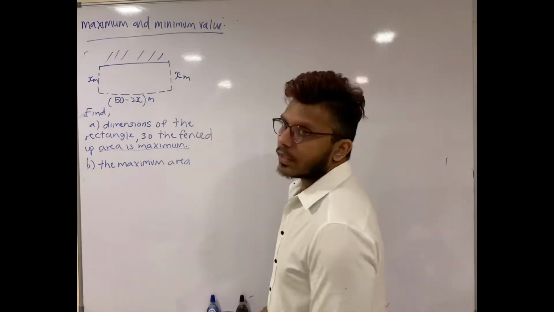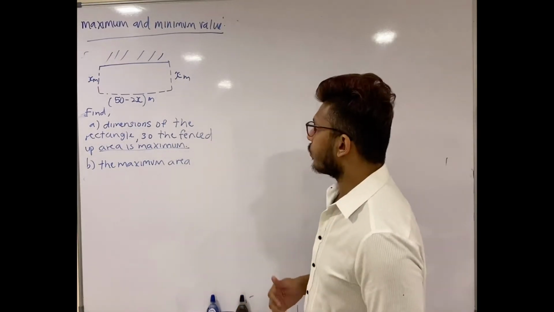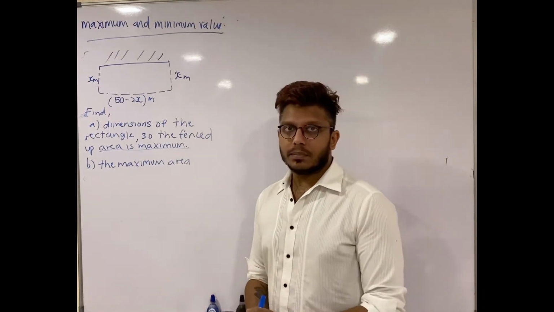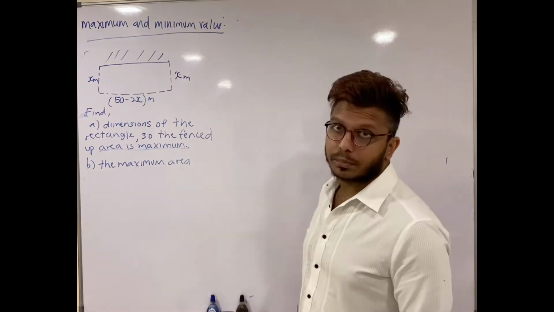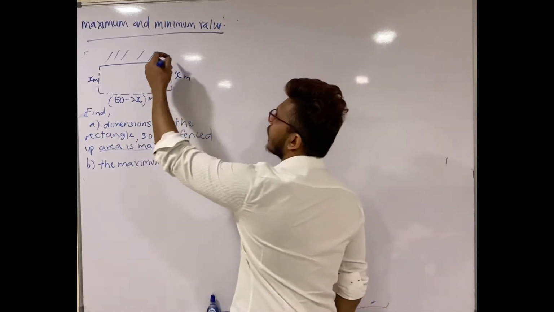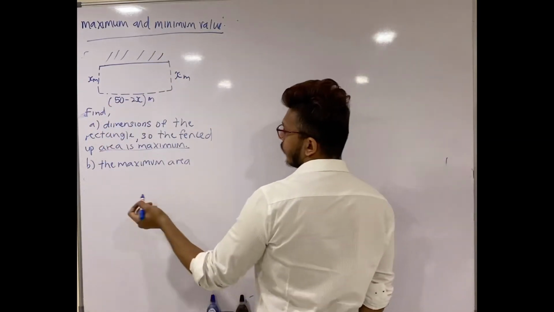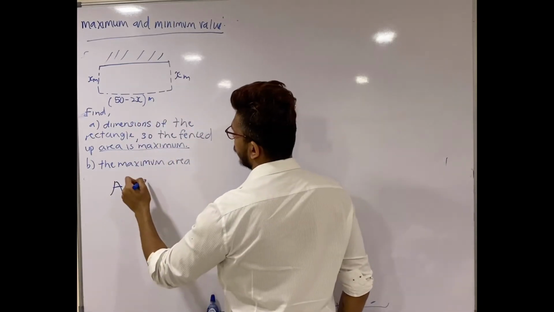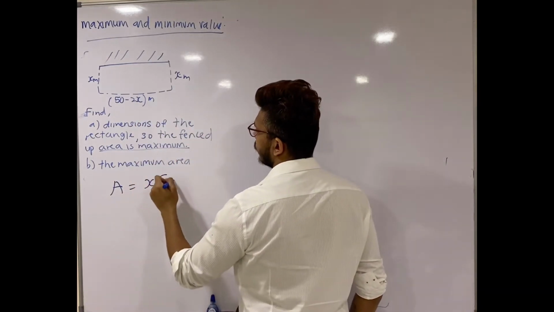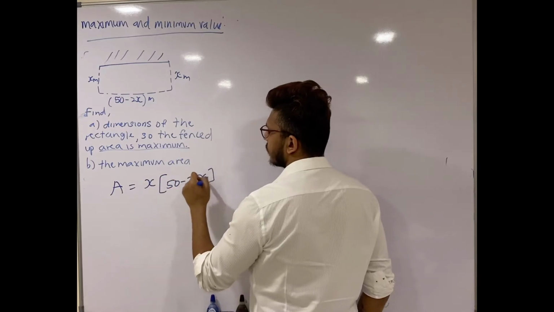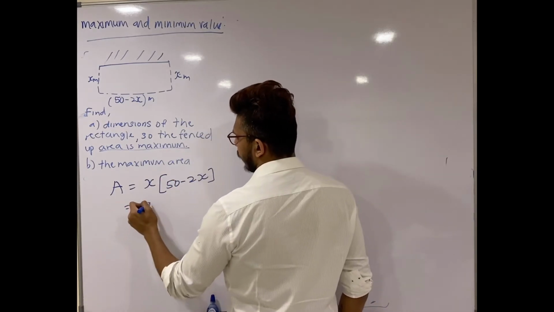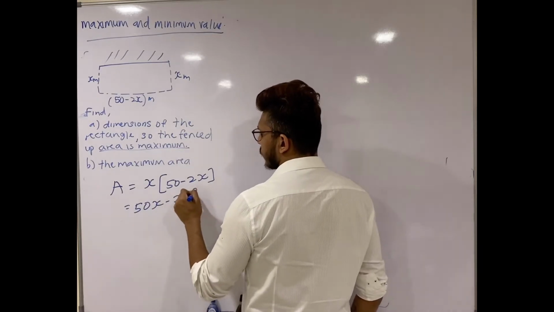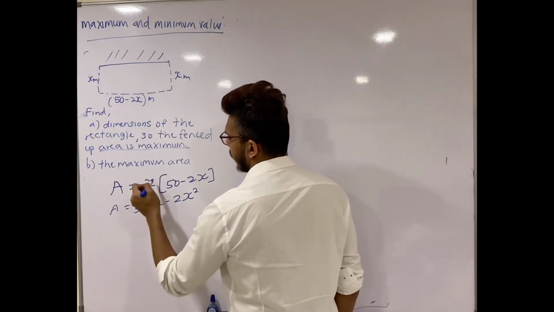Okay guys, in this question we are going to try to find the dimensions of a rectangle so that the area is maximum. After finding that, we'll find the maximum area. So this is a rectangle. In that case, let's get an expression for it. A, the area of the rectangle, is going to be breadth times length, so it's going to be x times 50 minus 2x. You will get 50x minus 2x squared as the area. This is the area. We just expand this.